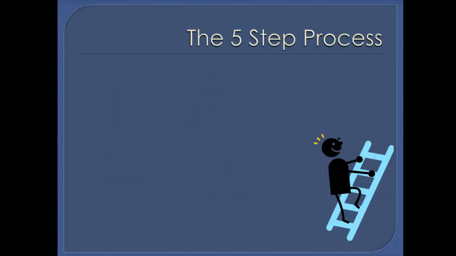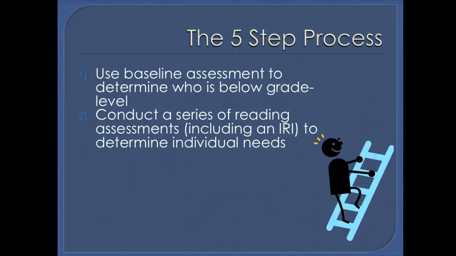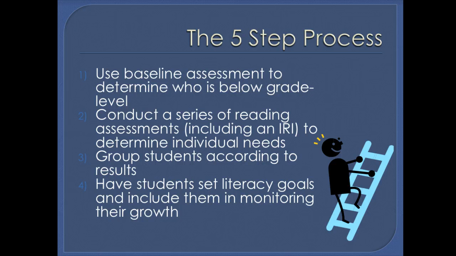Okay, so here's the 5-step process that it lays out nicely for you. Number 1, we're going to use a baseline assessment to determine who is below grade level. Conduct a series of reading assessments, including an IRI, which is an informal reading inventory, to determine individual needs. Group students according to results. Have students set literacy goals and include them in monitoring their growth. And involve all teachers in steps 2 through 4.